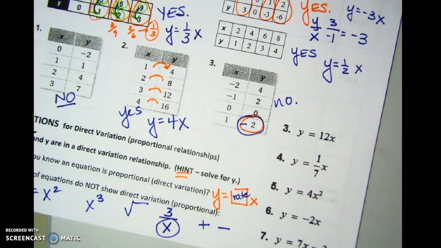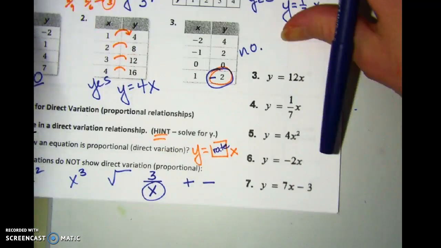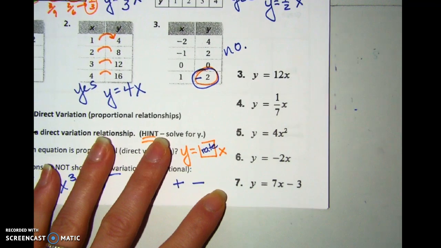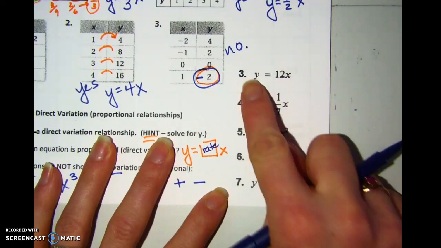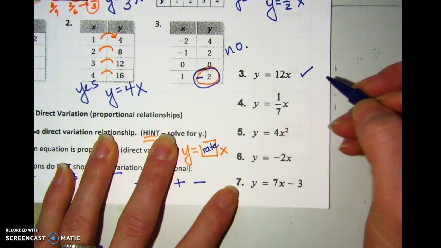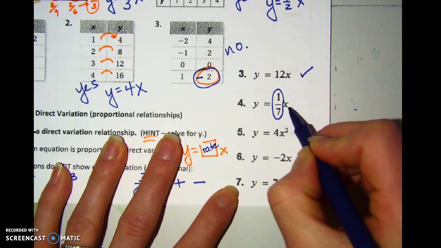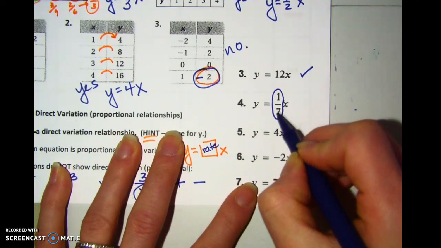Okay, so let's go through these examples, get this out of the way, and decide if these are direct variation or not. Well, y equals something times x. Yep, that's exactly right. Direct variation, proportional. Y equals something times x. Here my rate or my slope is 1/7, but yes, it works.